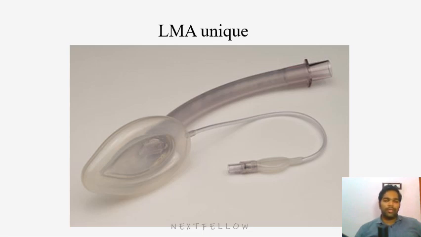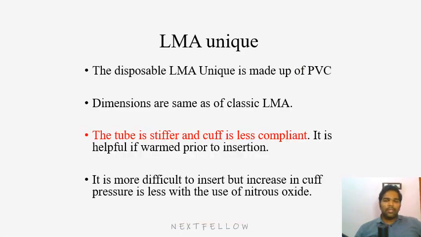But here the LMA Unique is made up of polyvinyl chloride, that is PVC, and it cannot be reused. This is the only difference. Otherwise everything else is the same. Now we will see some points regarding LMA Unique. So it is a disposable LMA made up of PVC, that we already know. Dimensions are the same as the classic LMA.